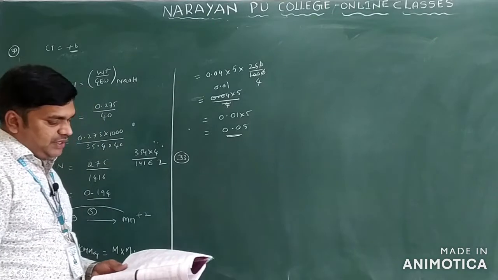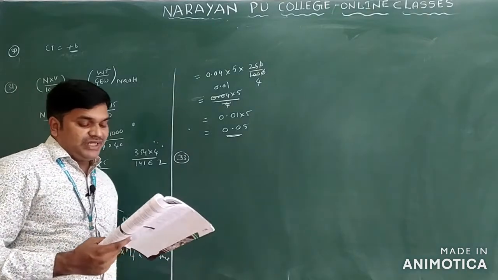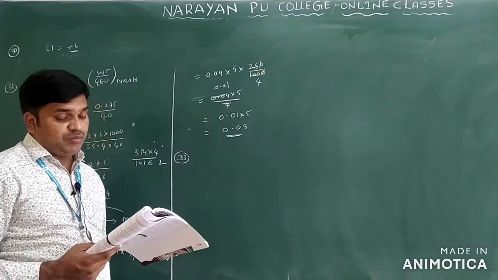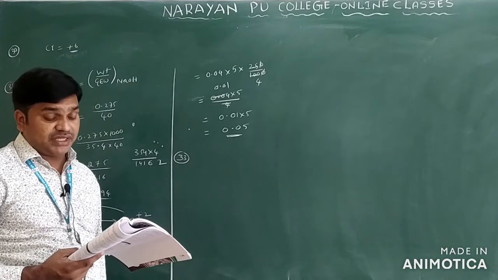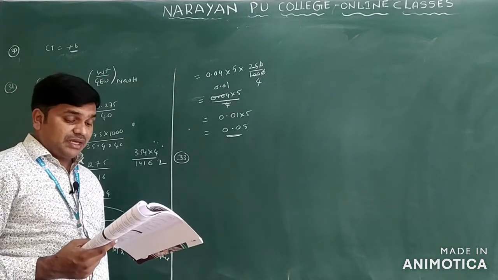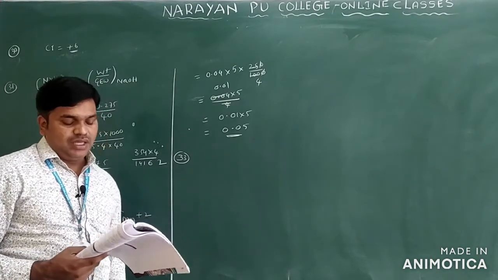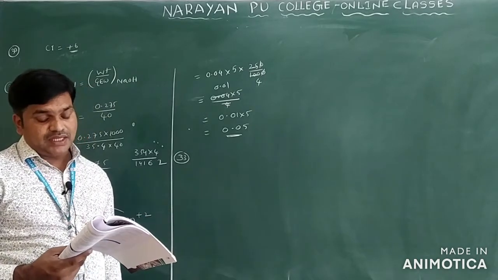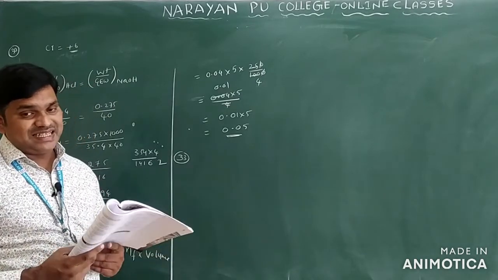Now you see question number 33 we have. In the oxidation reduction reaction, the dichromate ion, that is Cr2O7 minus 2, is reduced to Cr plus 3 ion. Find the equivalent weight of K2Cr2O7 in this reaction only.